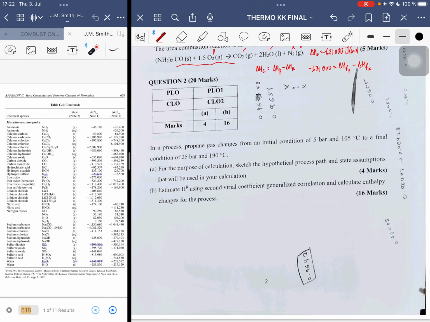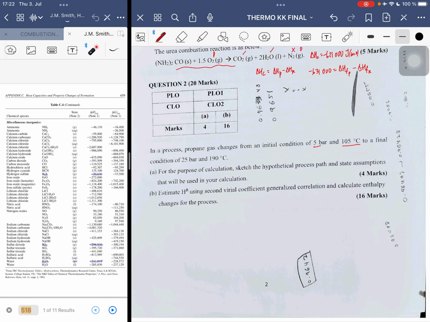Question 2. In the process, propane gas changes from initial condition of 5 bar and 105 degrees Celsius to a final condition of 25 and 190. So, remember when I said about residual property? This residual property actually takes account of real properties, where HR is equal to H minus HIG. Yeah, this is that question.